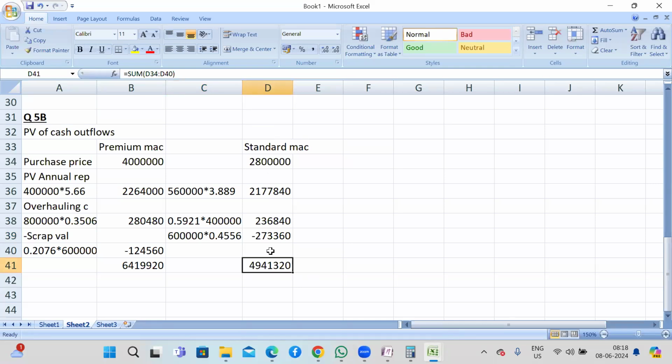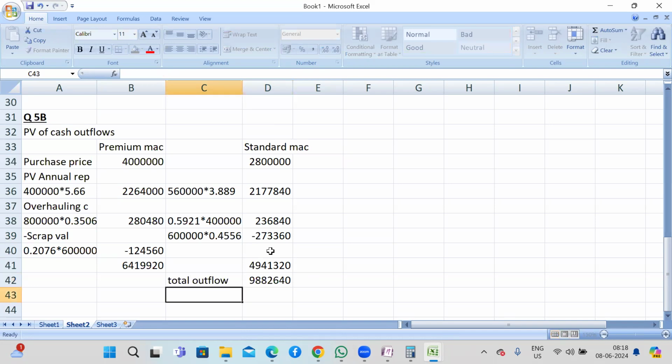So again, we are going to replace this. So we will be getting twice this outflow, right? So 98 lakh we have to incur. So this is one of the ways. So total outflow, I'm going to replace this again. If I'm comparing this, premium machinery outflow is cheaper. So I can go for premium machinery.